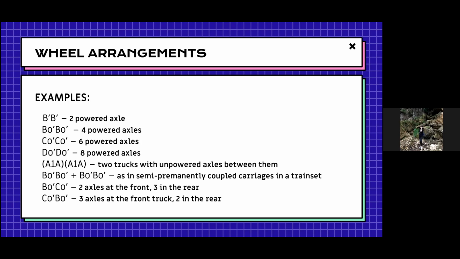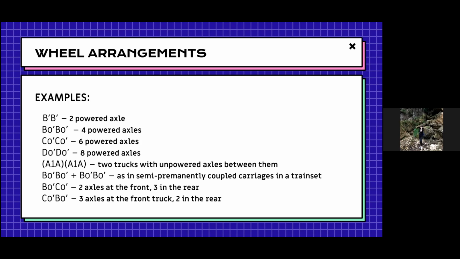And next is yung etong Do-Do. 8 powered axle siya na may dalawang designated driving wheels, while each 4 powered axle are still mounted on a bogie. And next is itong A1A. Meron siyang dalawang truck na may unpowered axle sa gitna. Kasi 'di ba yung number, it denotes for unpowered axles.